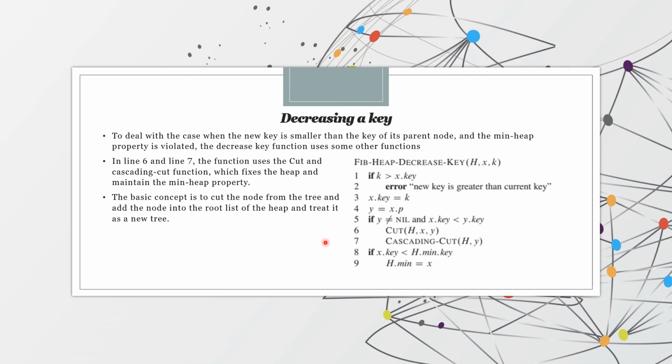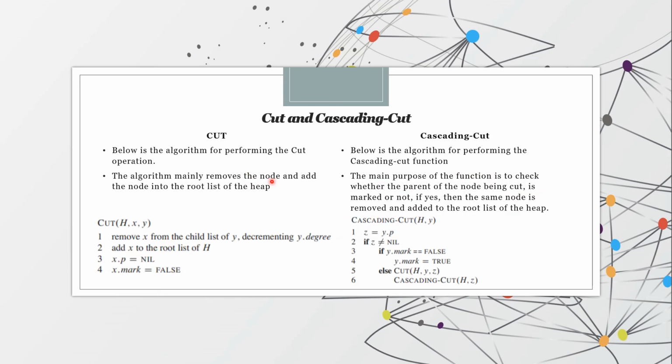The basic concept of the cut function is to cut the node from the tree and add the node into the root list of the heap and treat it as a new tree. Here are the algorithms for cut and cascading cut. The algorithm mainly removes the node and adds the node into the root list of the heap. That's the main purpose of the cut function.